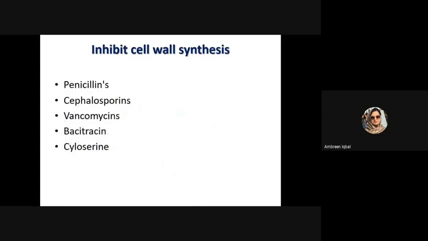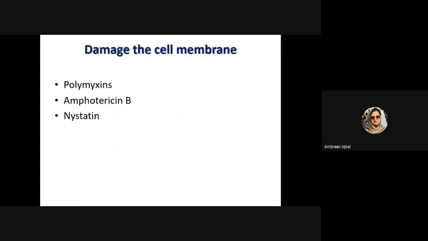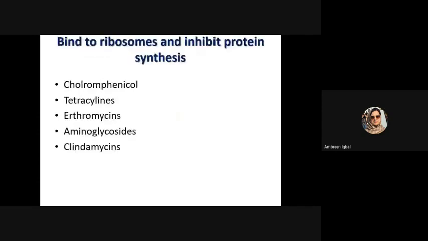Penicillin, cephalosporins, vancomycin, bacitracin, cycloserine, they inhibit the cell wall synthesis. Polymyxin and amphotericin B are going to damage the cell membrane. Chloramphenicol, tetracyclines, erythromycin, aminoglycosides, clindamycin, they all bind to the ribosomes and inhibit the protein synthesis. So we'll discuss them in detail in our coming lecture, don't worry.